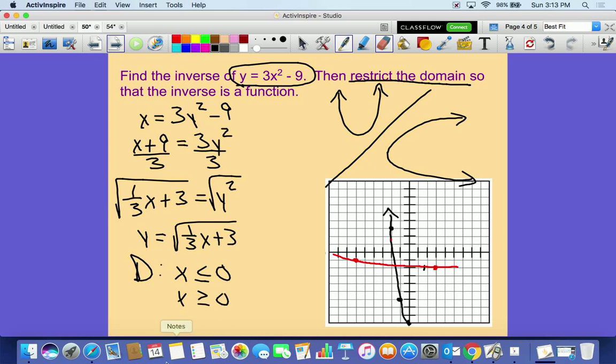We will work with this more in the upcoming lessons on how to restrict this domain to get this function. The easiest way to do it, believe it or not, is to graph this out and actually look at the graph, and then you have to get rid of half of it. And how you get rid of half of it is up to you, to get one of these two types of answers.